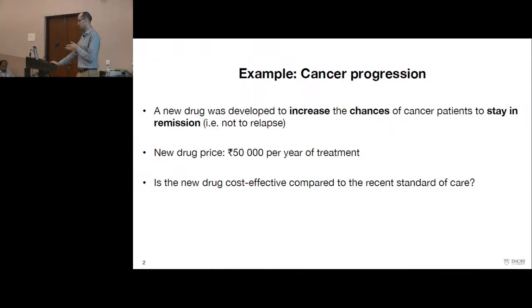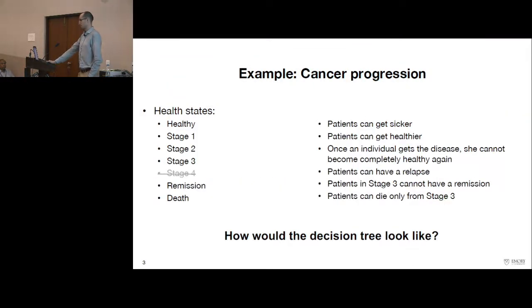And the cost of the new drug is $50,000 per year. So when patients are in remission, they have to be taking this drug every year continuously to increase their chances to stay in that health state. And we would like to know if this new drug is cost effective compared to the current standard of care.